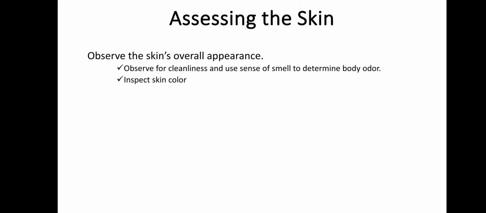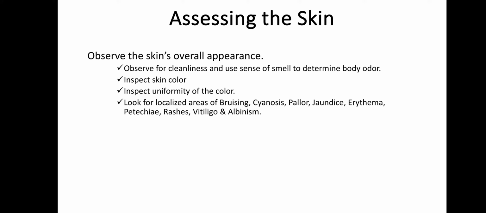So inspect the skin color. Okay, fair ba siya? Light ba siya? Dark ba siya? Okay, may mga parts ba ng kanyang skin na maputi and then maitim? Okay, so yan, you inspect for the skin color. Inspect for the uniformity of the color, or if it is widely distributed na pare-pareho yung color ng kanyang skin. Look for localized areas of bruising, cyanosis, okay? Pallor, jaundice, erythema, petechiae, rashes, vitiligo, and albinism.